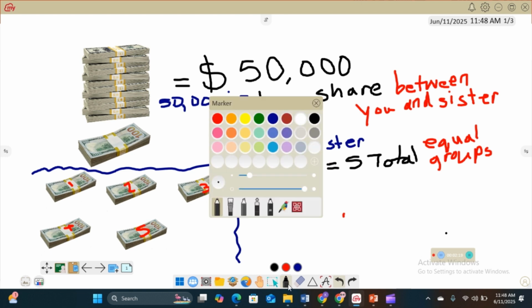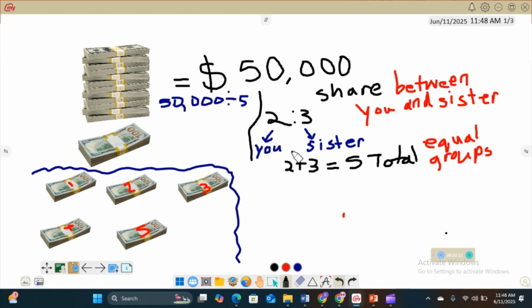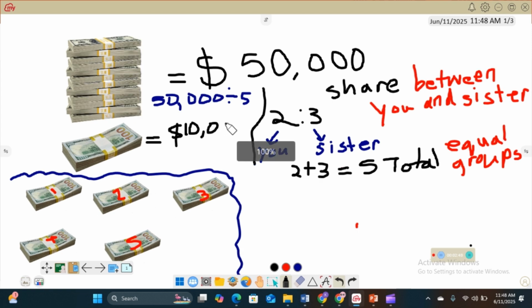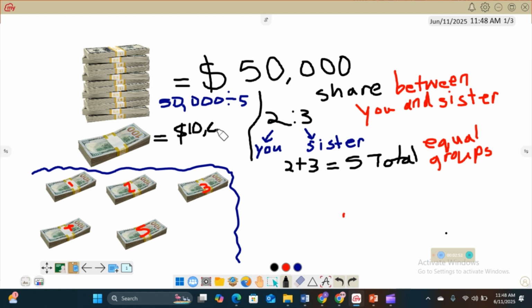Alright. So let's go. 50,000 divided by 5, that is equal to what? This means that each group will receive $10,000. So if you look right down there, you'll realize that there are 5 equal groups of money below, and because we say that the total of the ratio is 5, we can establish that each group will be equal to $10,000.